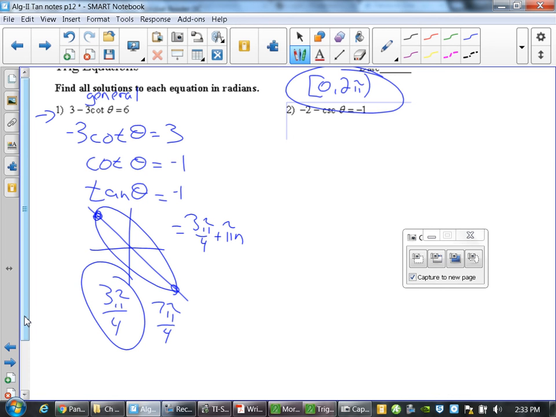What? Negative 3. I flip tangent. Does that make it positive 1? What's the reciprocal of negative 1? Negative 1. Well played.